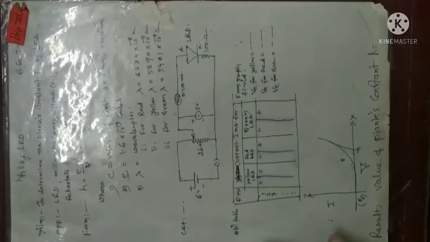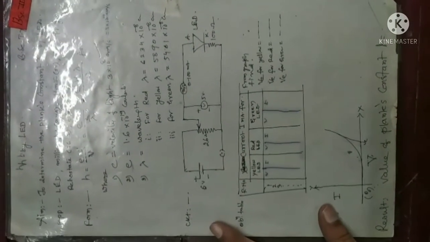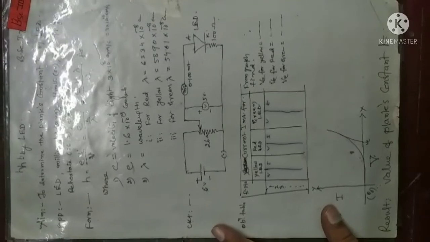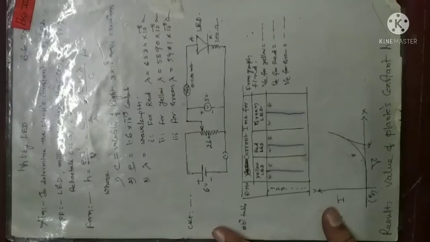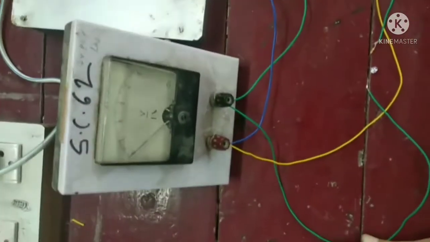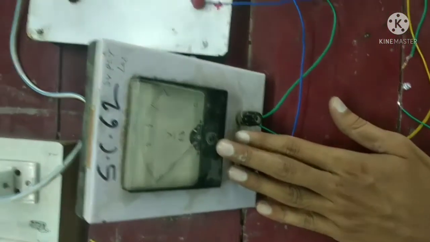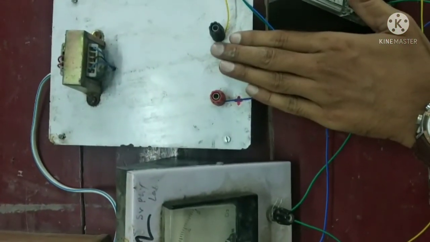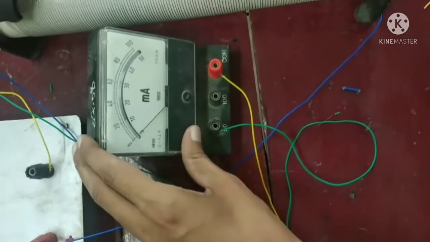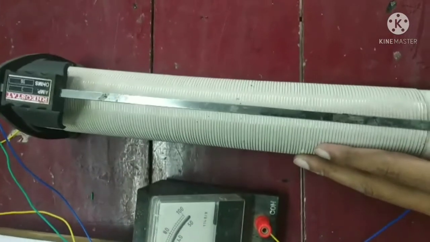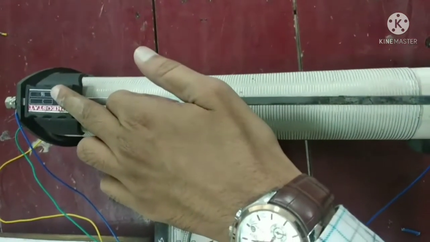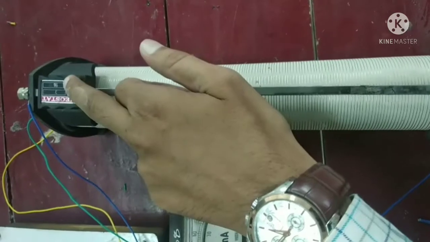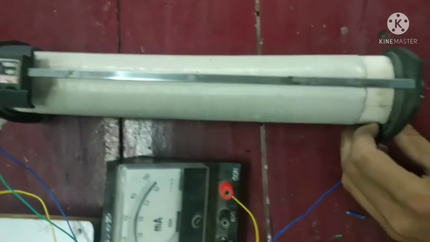So this is the practical about Planck's constant by LED. Now let me come to the experimental arrangement of this practical. Here we are provided with a voltmeter, 5 volt battery, a milliammeter, and a rheostat of 26 ohm. Actually this one is of 36 ohm, but it is okay.